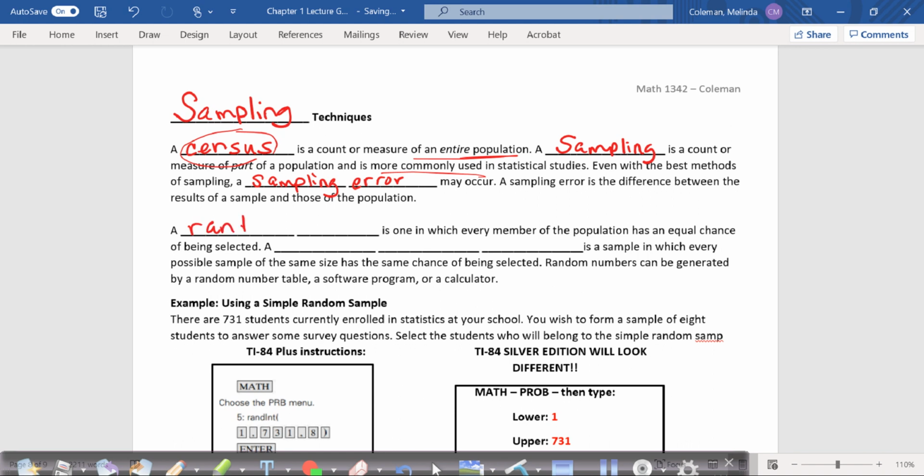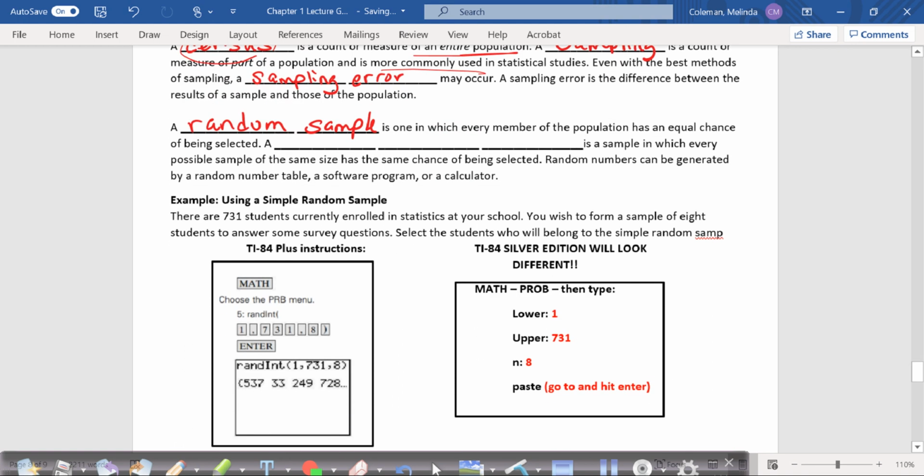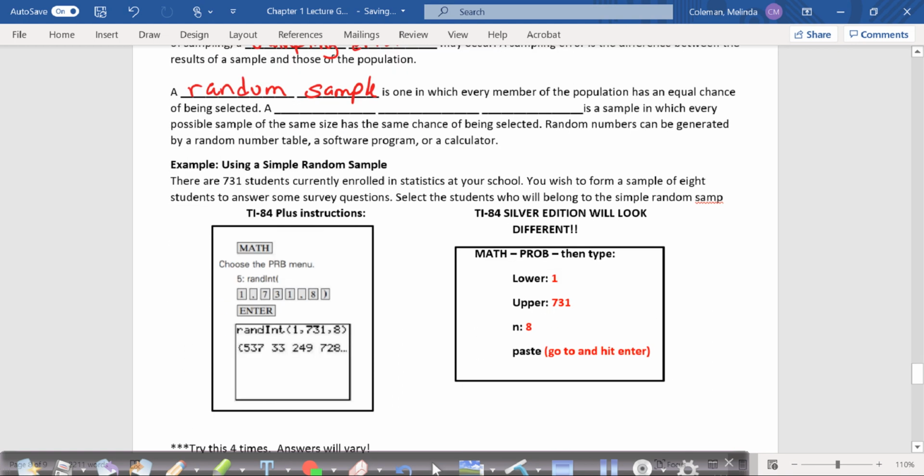A random sample is one in which every member of the population has an equal chance of being selected. A simple random sample is a sample in which every possible sample of the same size has the same chance of being selected.